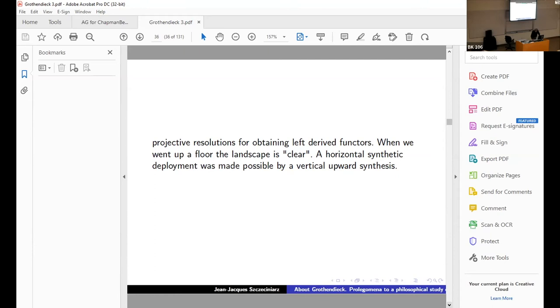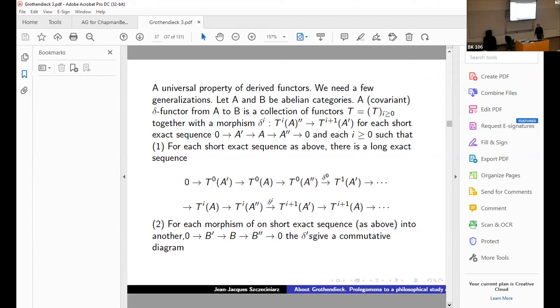Now you have here a universal property of the derived functor. We need a few generalizations. Let A and B be abelian categories. A covariant delta functor from A to B is a collection of functors T^i, together with a morphism delta^i, such that for each short exact sequence as above, there is a long exact sequence. Like that.